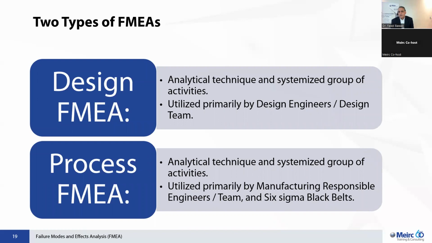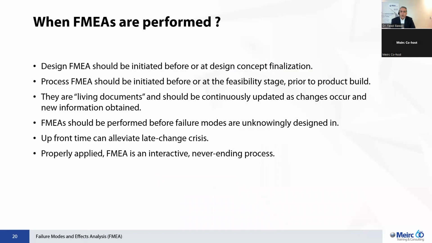We may have two different types of FMEAs. One focuses more on the design stage, and one focuses more on the process itself. And this is where you could use it at different stages. Of course, using it at the early stages would give you better benefits, as you tend to take more of a preventative approach. As we said, design FMEAs usually would be initiated before or at the design concept, and process FMEAs should be initiated before or at the feasibility stage prior to product build.